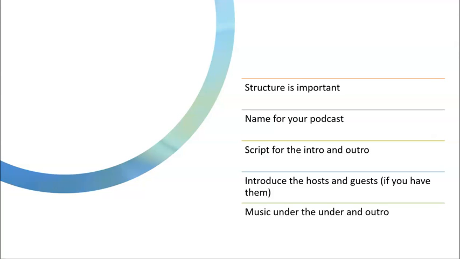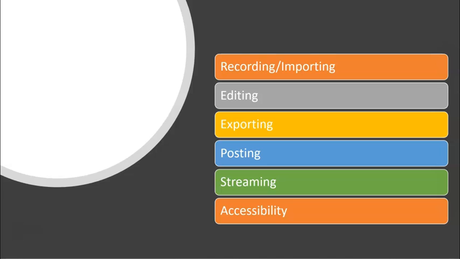The structure of your podcast is really important. If your podcast has a formal structure, then that means you're going to need an intro and an outro and a specified length. You want to name your podcast. If you're going to have an intro and an outro, you want to write a script for them, so that's pretty standard. You'll introduce the host and guests if you have guests. And music under the intro and outro is really helpful in giving it a structure and a kind of more professional sound. So I'd like to go through each of these in turn, and let's start with recording and importing audio.